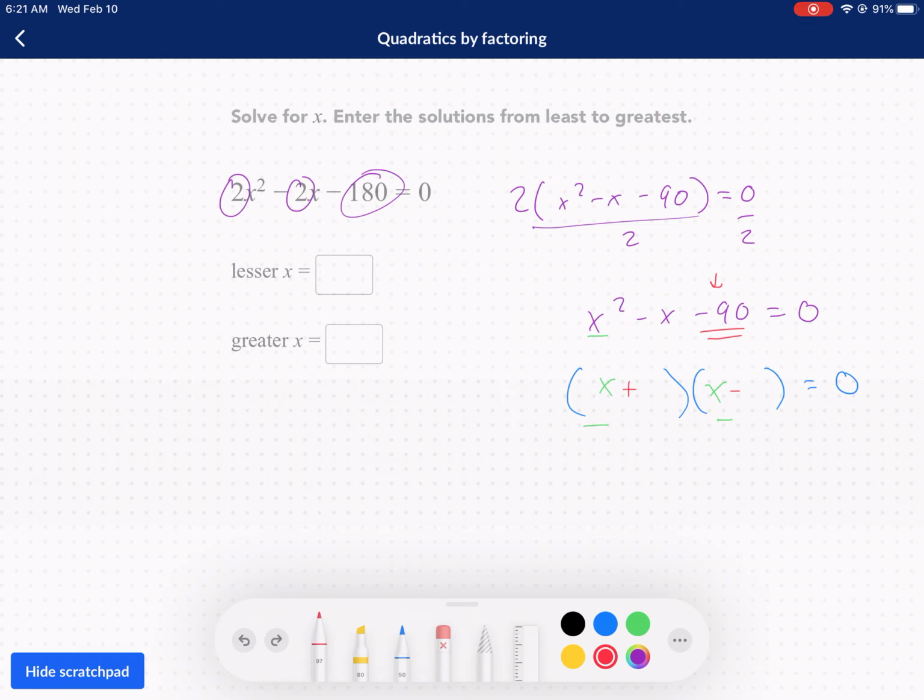Now, when you think of factors of negative 90 that are very close together, why do I know they're close together? Because their sum is going to be negative 1. They have a sum of negative 1, which means they're numbers that are very close together.